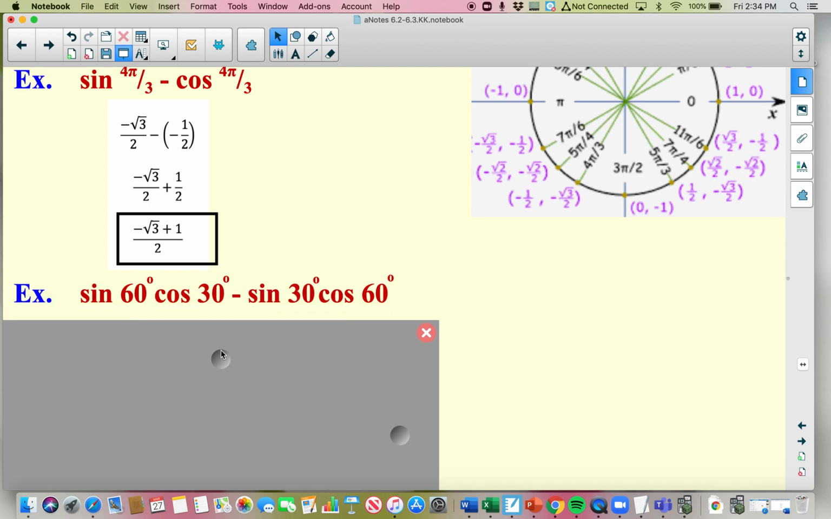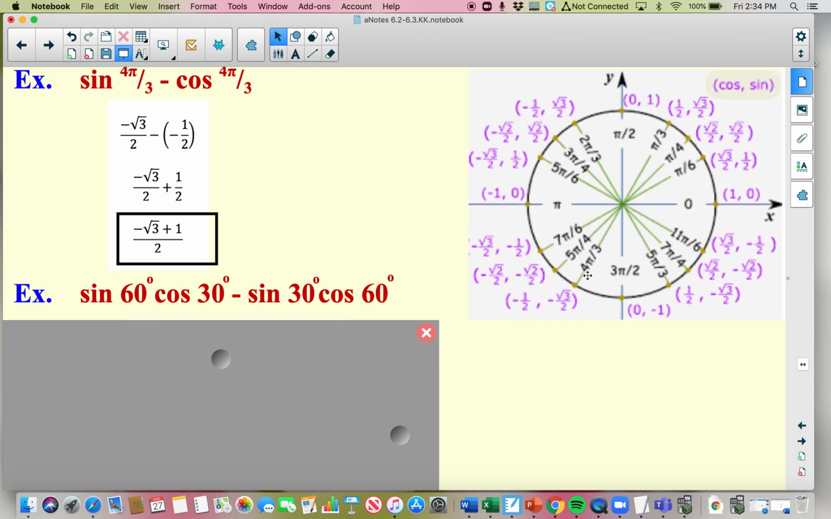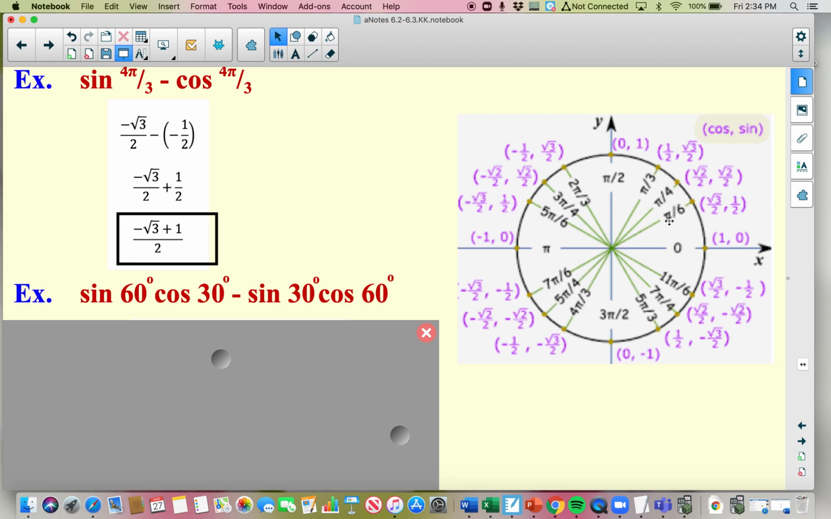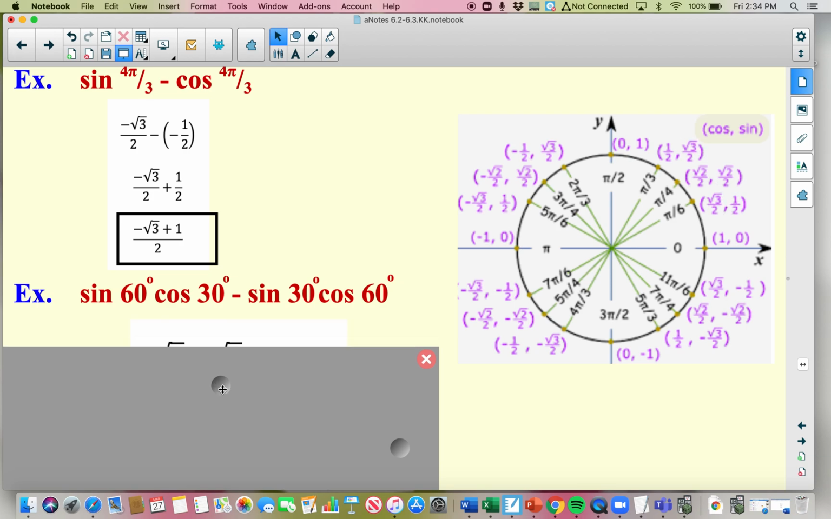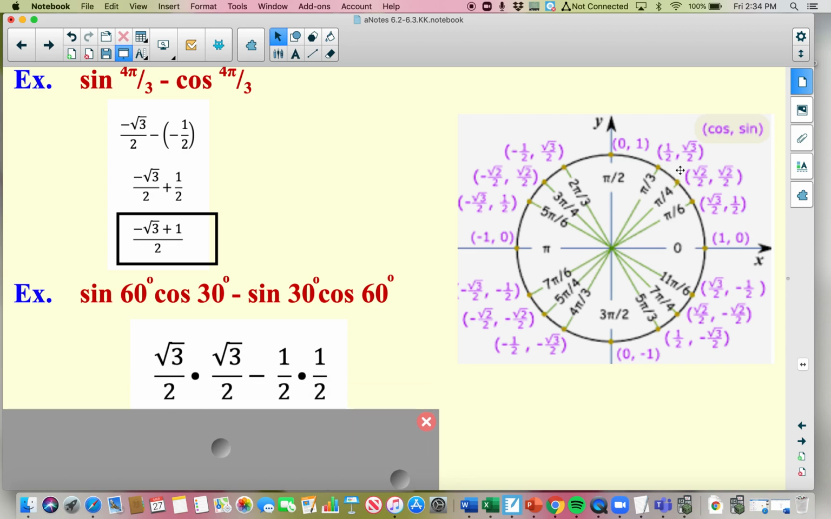One more, we'll do one in degrees. So you can see the question is asking you various sine and cosine degree measurements of 30 and 60 degrees. So if I go back to my unit circle, 30 degrees is pi over 6 and 60 degrees is pi over 3. So I can see their cosine and sine values are there, again, respectively. So the sine of 60 degrees is the square root of 3/2. The cosine of 30 degrees is also square root of 3/2. Then I'm going to subtract the product of the sine of 30, so the sine of 30 is 1/2, times the cosine of 60, and the cosine of 60 is also 1/2.